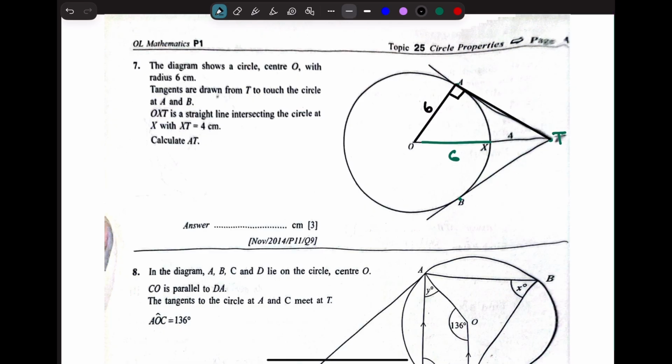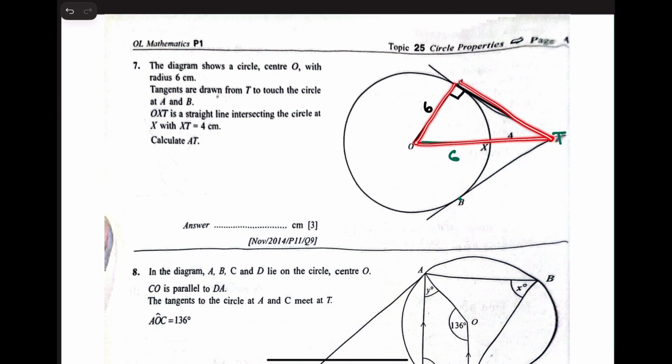So now what do we have? We have a right angle triangle. We know two of the sides. So this is 6, this is 10, and we need to find the third side of a right angle triangle. So what are we going to do? We are going to apply Pythagoras theorem here. We need to figure out which is the hypotenuse. The length opposite the right angle is the hypotenuse.